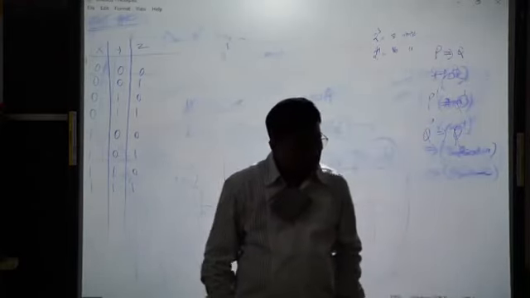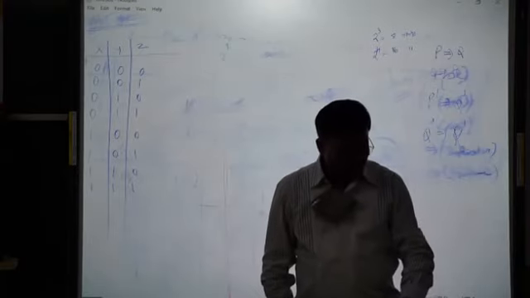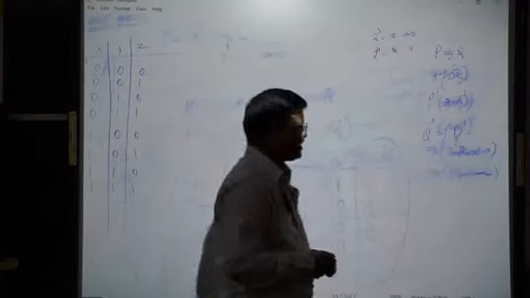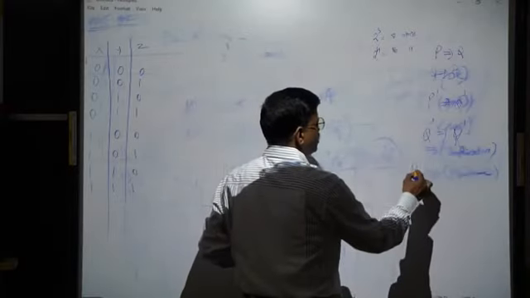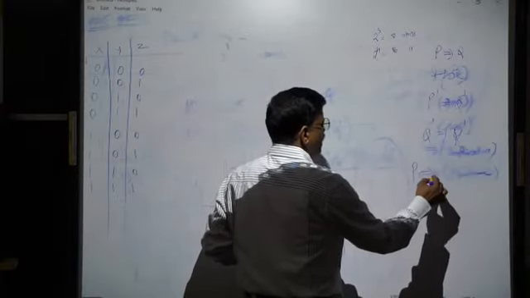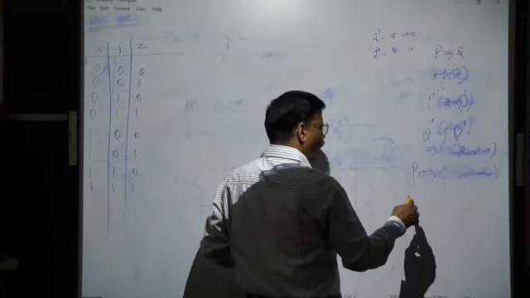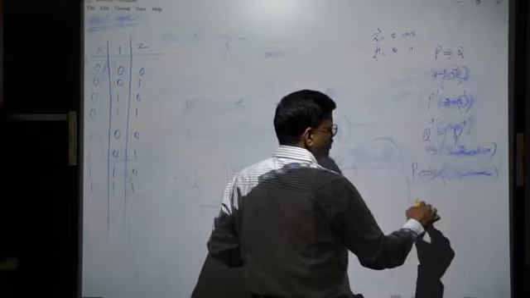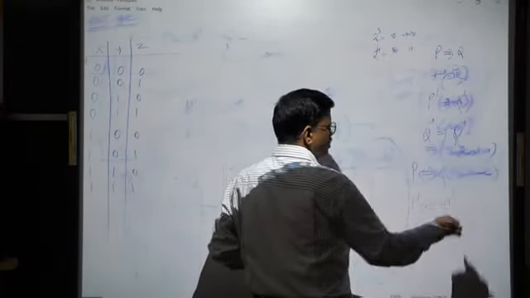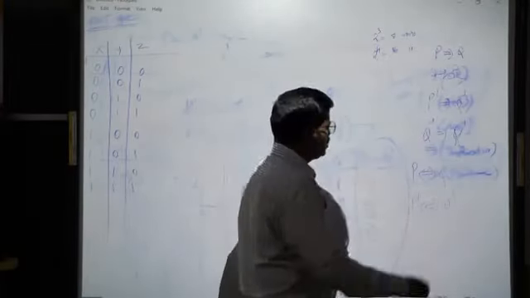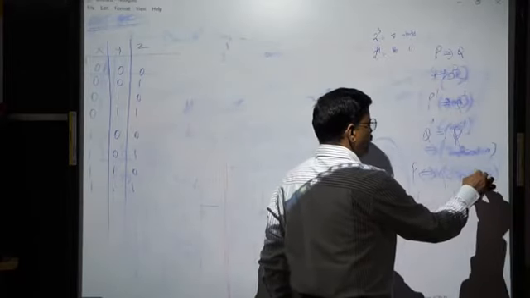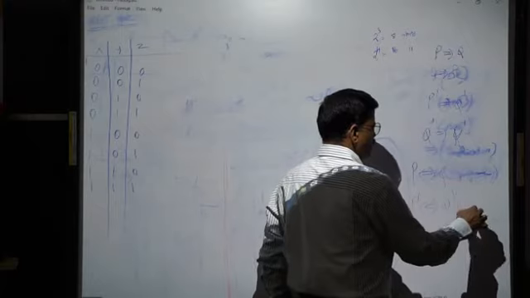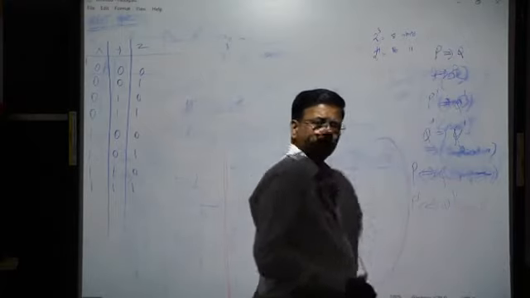Contrapositive is a condition that is formed by creating another condition, in other words, a bicondition. Bicondition means P equivalence Q or P complement equivalence Q complement. In other words, this also can be told as Q equivalence P or Q complement equivalence P complement.